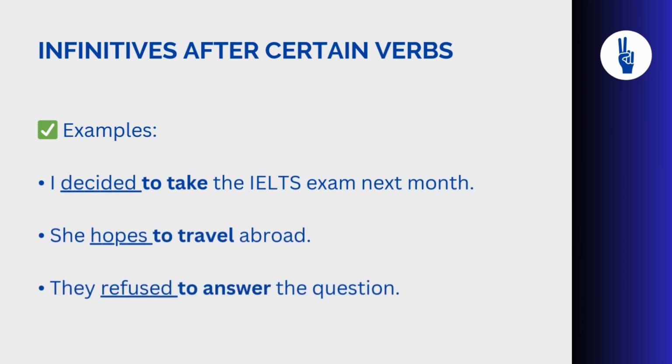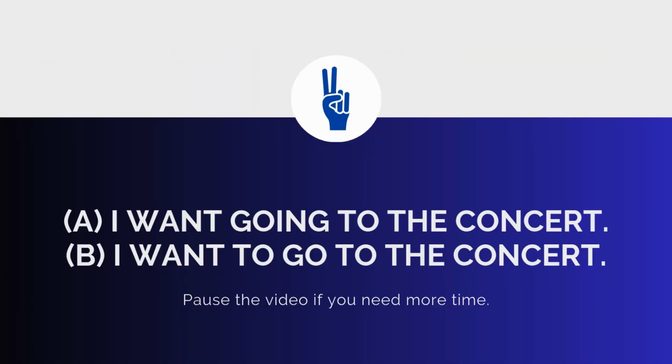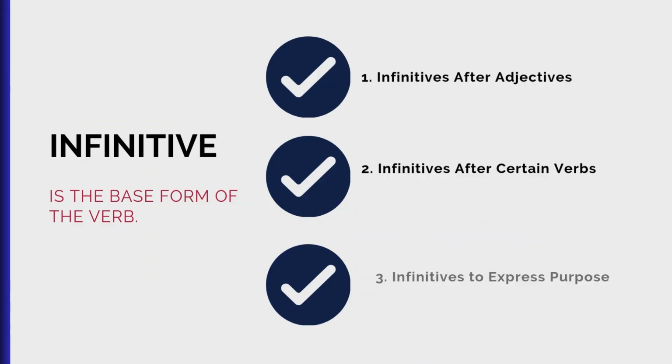She hopes to travel abroad. They refused to answer the question. Which sentence is correct? Type your answer in the comments. We use infinitives to express the purpose of an action. Look at the following examples.